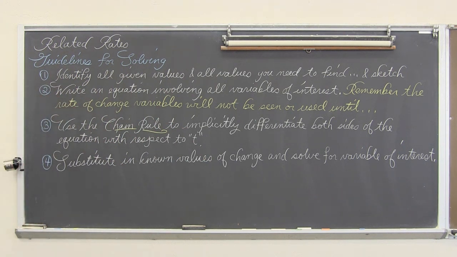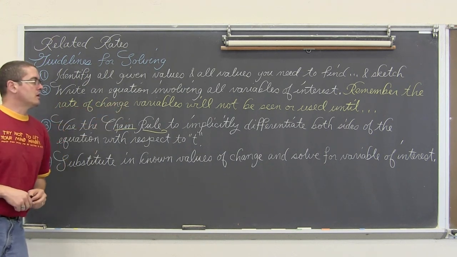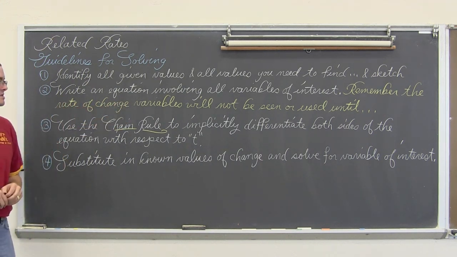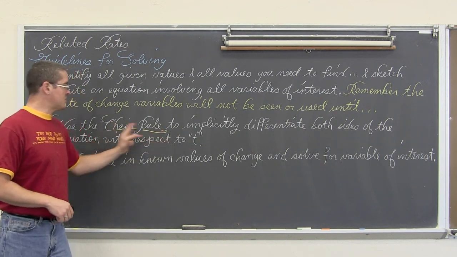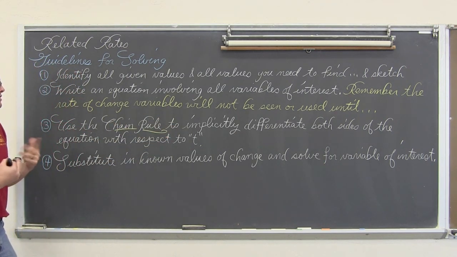First step, guidelines for solving related rate problems. Identify all given values and all values you need to find, and then sketch a diagram. That sketch will help you place the variables in the right place, and once you get a numerical answer, if you made a reasonable sketch, you can use that to determine if the number you found is reasonable. Next, write an equation involving all the variables of interest.